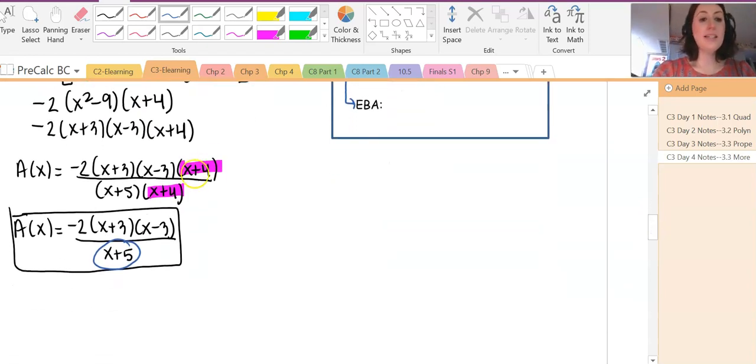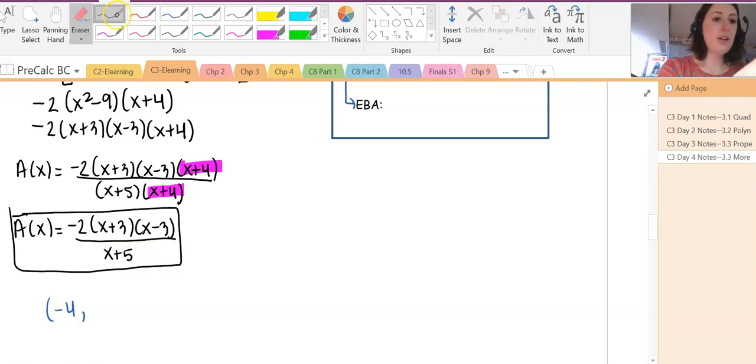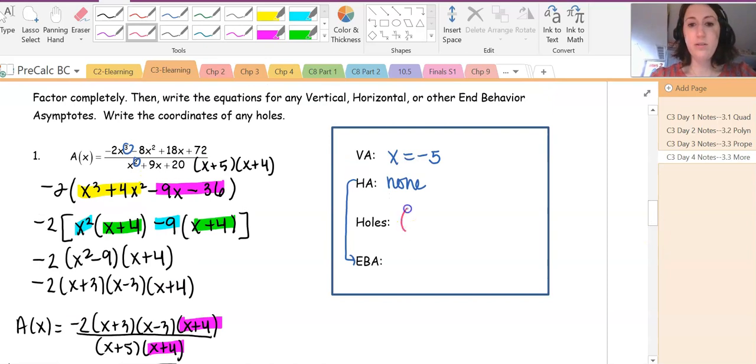Holes. Our x plus 4 is canceled, so we're going to have an x coordinate of -4 for the hole. I'm going to actually move that down here. Okay, and then to find the y coordinate, we are just plugging that -4 into this simplified function. So here we go. -4 plus 3 is -1. -4 minus 3 is -7. -4 plus 5 is 1. So I have -2 times -1 times -7, which should be a -14. And that's the hole.